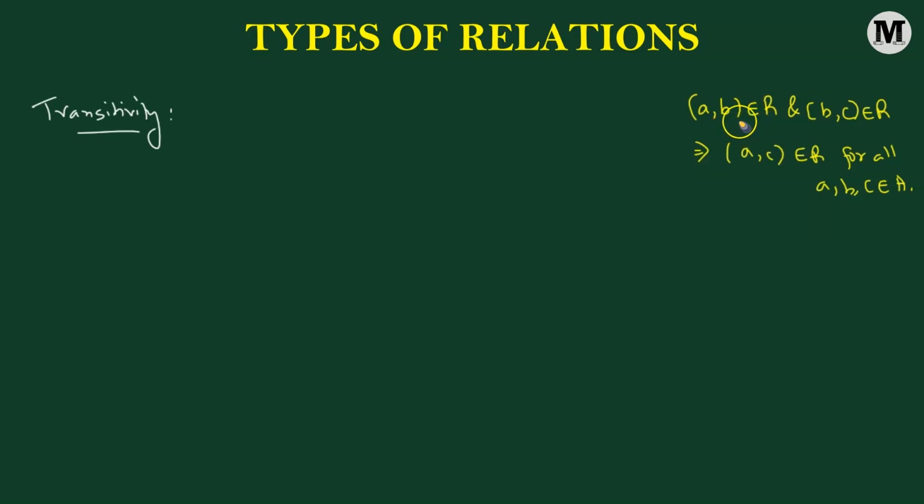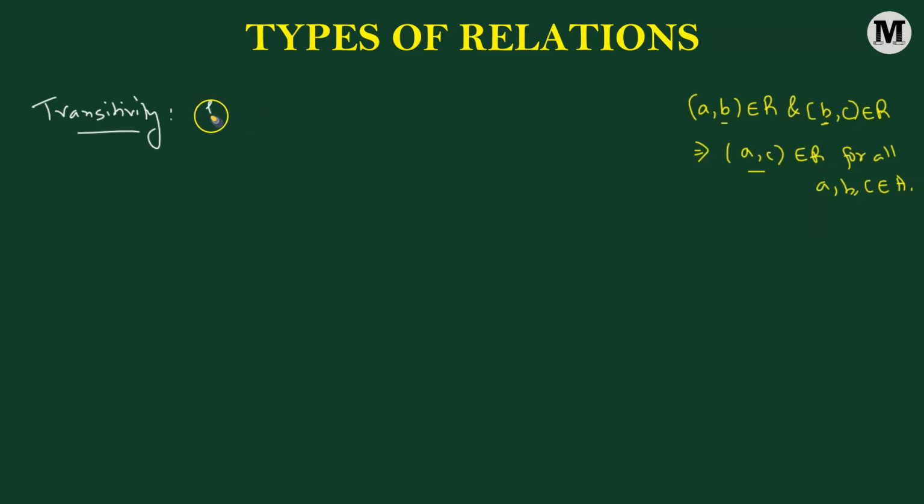Now here we have to make sure when we are considering the two ordered pairs, the second element of the first ordered pair (A, B), which is B in our case, must match the first element of the second ordered pair (B, C). So only when the B and B match, we can say that the new ordered pair (A, C) belongs to the relation R.